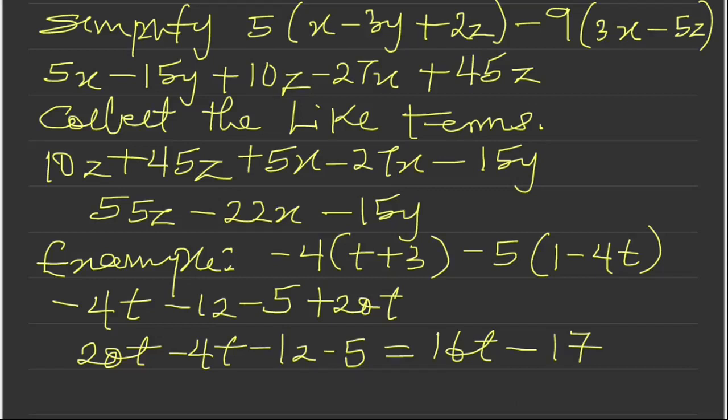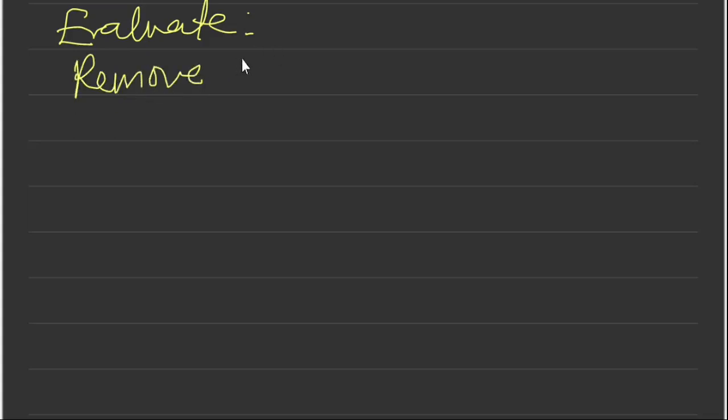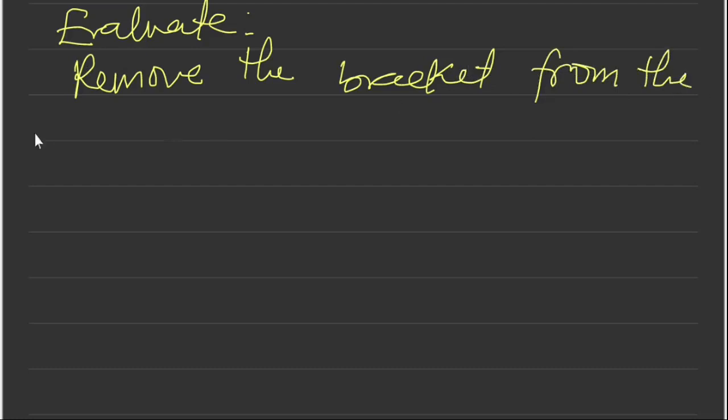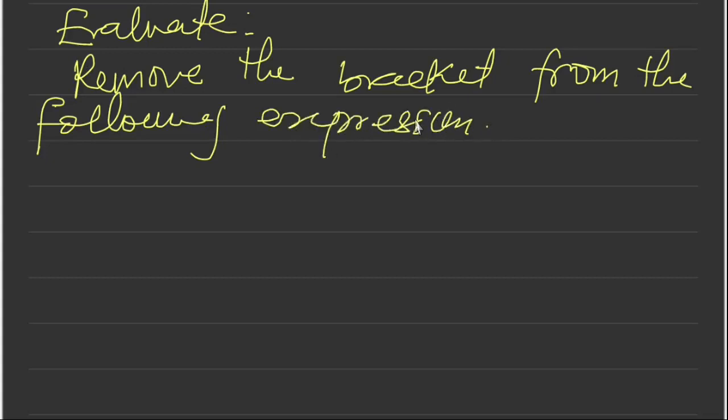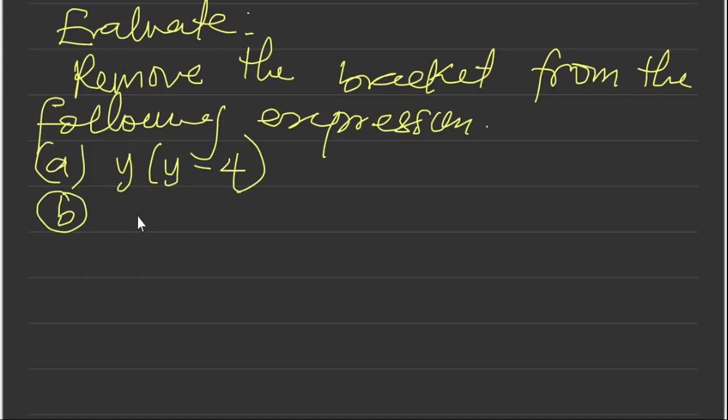But before we go further, I would like to evaluate you. So you do this. Remove the bracket from the following expression. You will submit these to the comment section of the YouTube. A, you remove the bracket. This is classwork. I'm using this opportunity to evaluate you, maybe you really get what we are doing. B, it is compulsory for you to do 5x minus 3(x - 2).